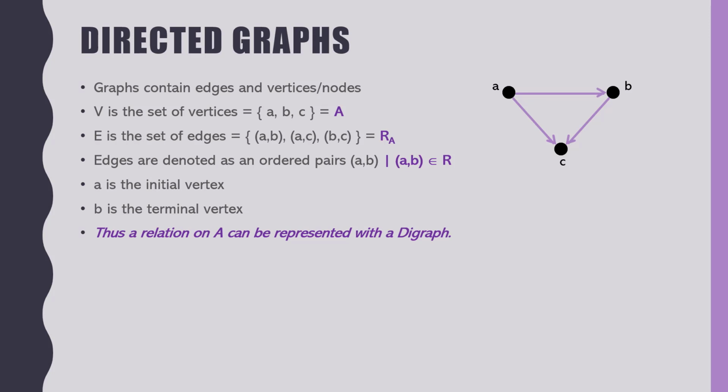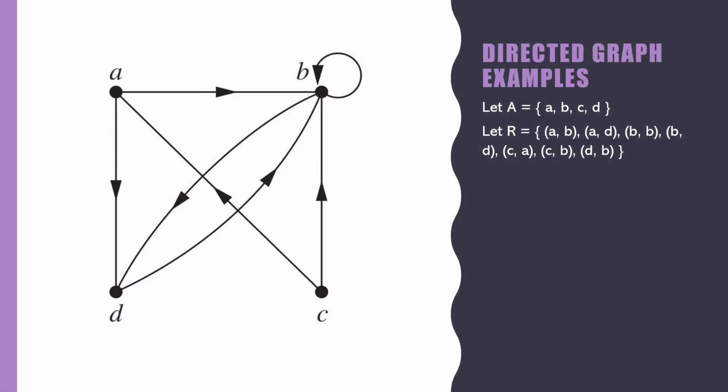So a relation on A can be represented with a digraph. That's the basic idea, all right? Here's a couple examples. These are right out of your book. I just copied the images from the book and stuck them in here.